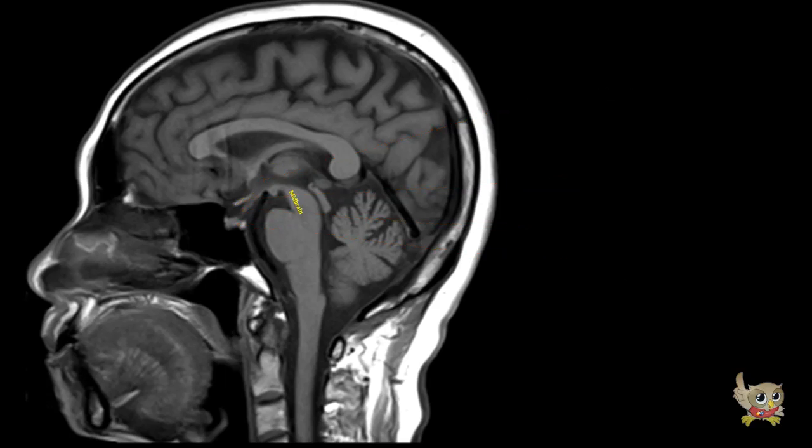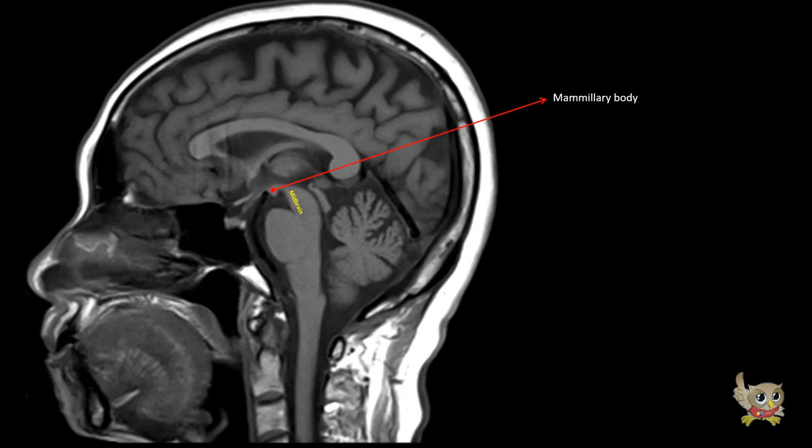Now let's go down to the structures around the midbrain. In front of the midbrain is the mammillary bodies. The primary function of mammillary bodies is recollective memory. It also functions to assist with emotion and reward behaviors and goal-directed behaviors.